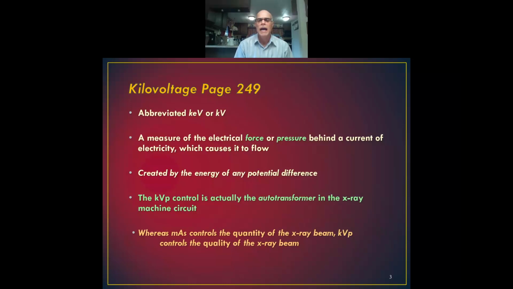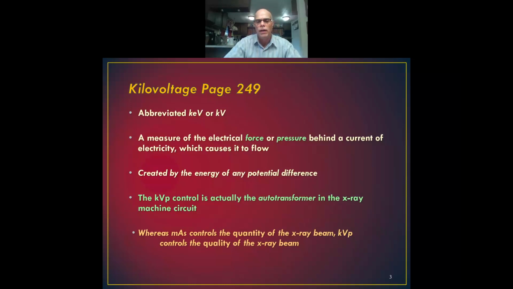The kVp control is actually the autotransformer in the X-ray machine circuit. Everybody remember that the autotransformer has one winding and it serves as both your primary and your secondary windings. So as you're setting your kVp, you're either using all of it or some of it. That's how you get the different turns ratio. Whereas mAs controls the quantity of the X-ray beam, quantity meaning number, meaning intensity, kVp controls the quality of the X-ray beam, how powerful, how penetrating the X-ray is. That's going to be very, very important that we keep in mind.